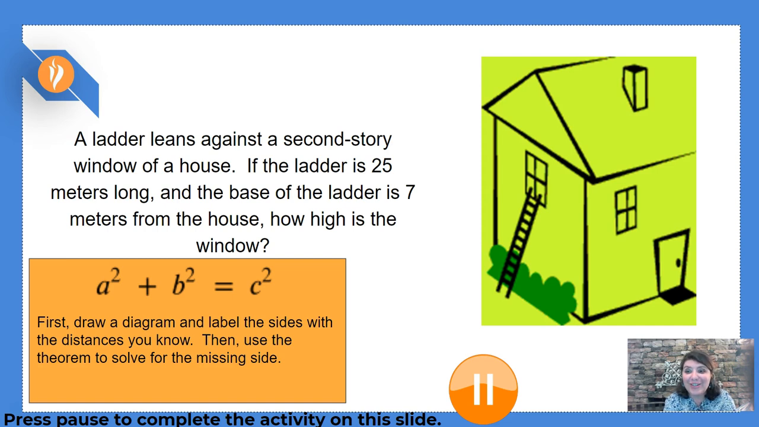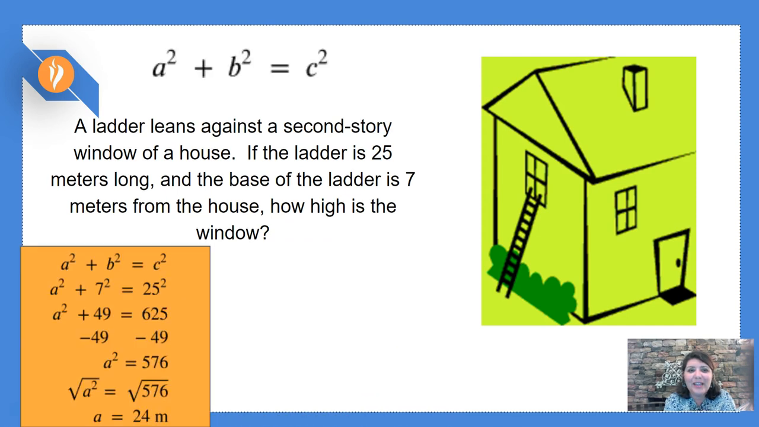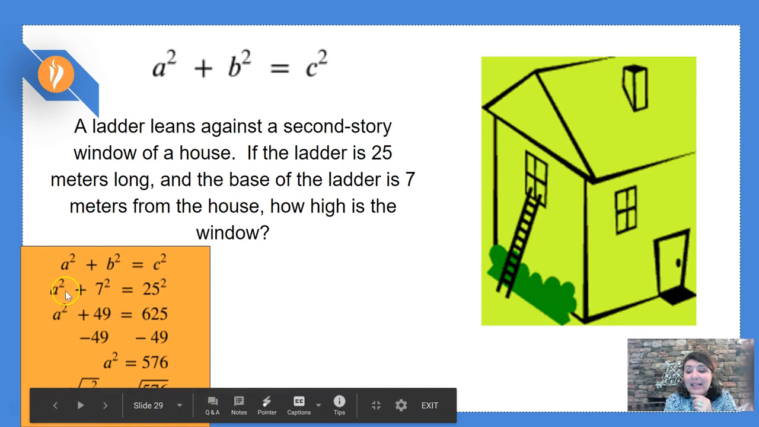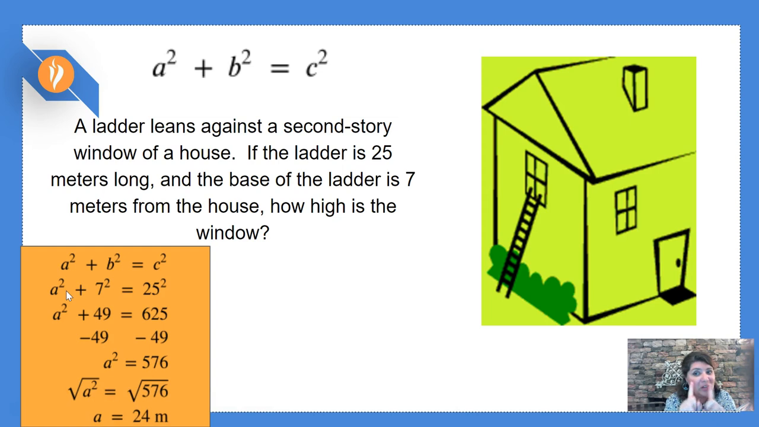Alright, welcome back. Let's check out your work and see how you did. If I plug in what I know, in this case I left A squared as what I don't know. You could have left B. Remember, they're interchangeable. So A squared plus 7 squared is 25 squared.